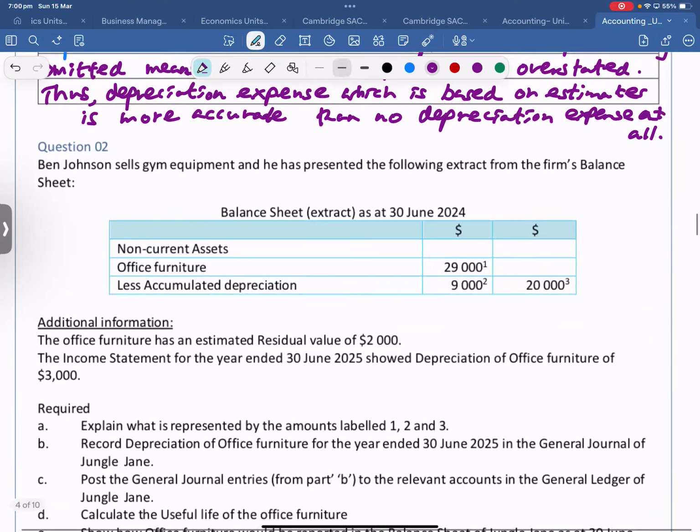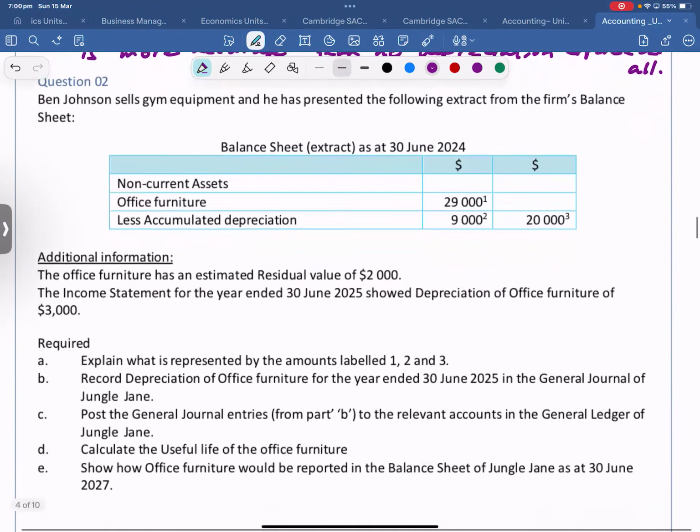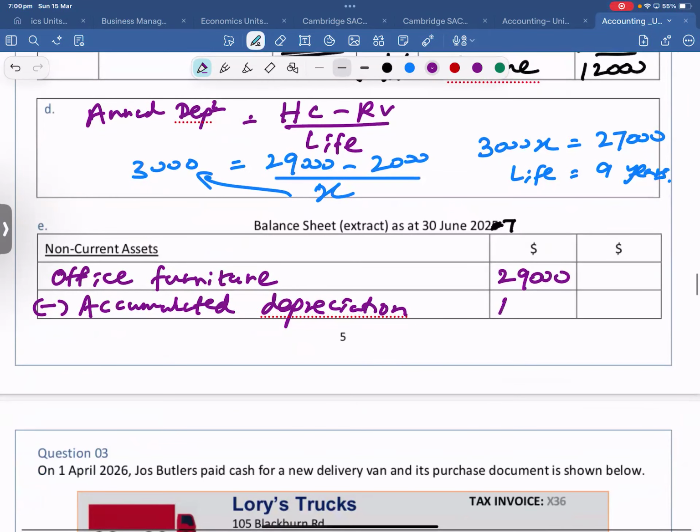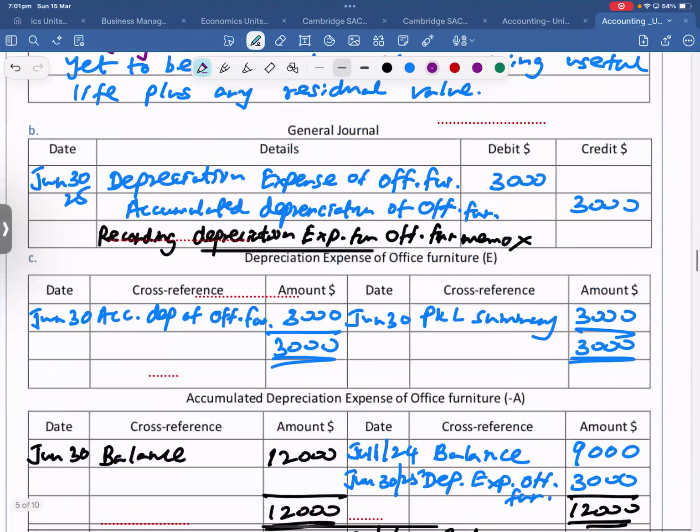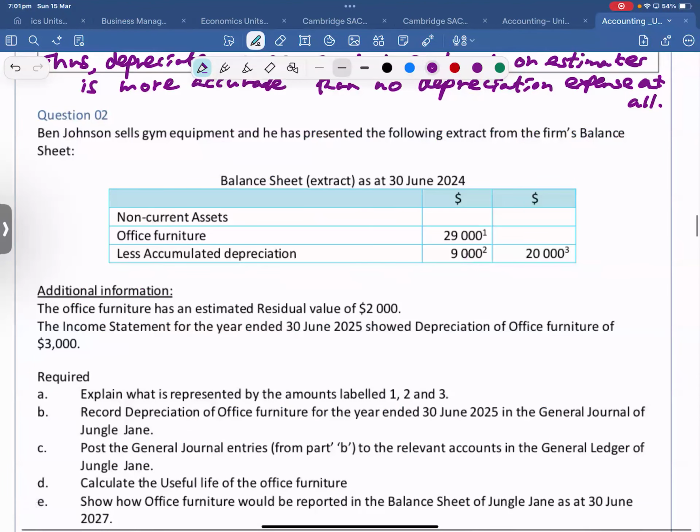So after 3 years, yes. 25, 26, 27. After 3 years, so another 9,000, 18,000. Everyone is okay with this 18,000, guys? This one is basically 9,000 plus 3,000 times 3 years, 18,000. So then 11,000 is the carrying value. Why is it times 3? Because this is after 3 years; the balance sheet we have been given is on 24th, then 27, yes, 3 years.